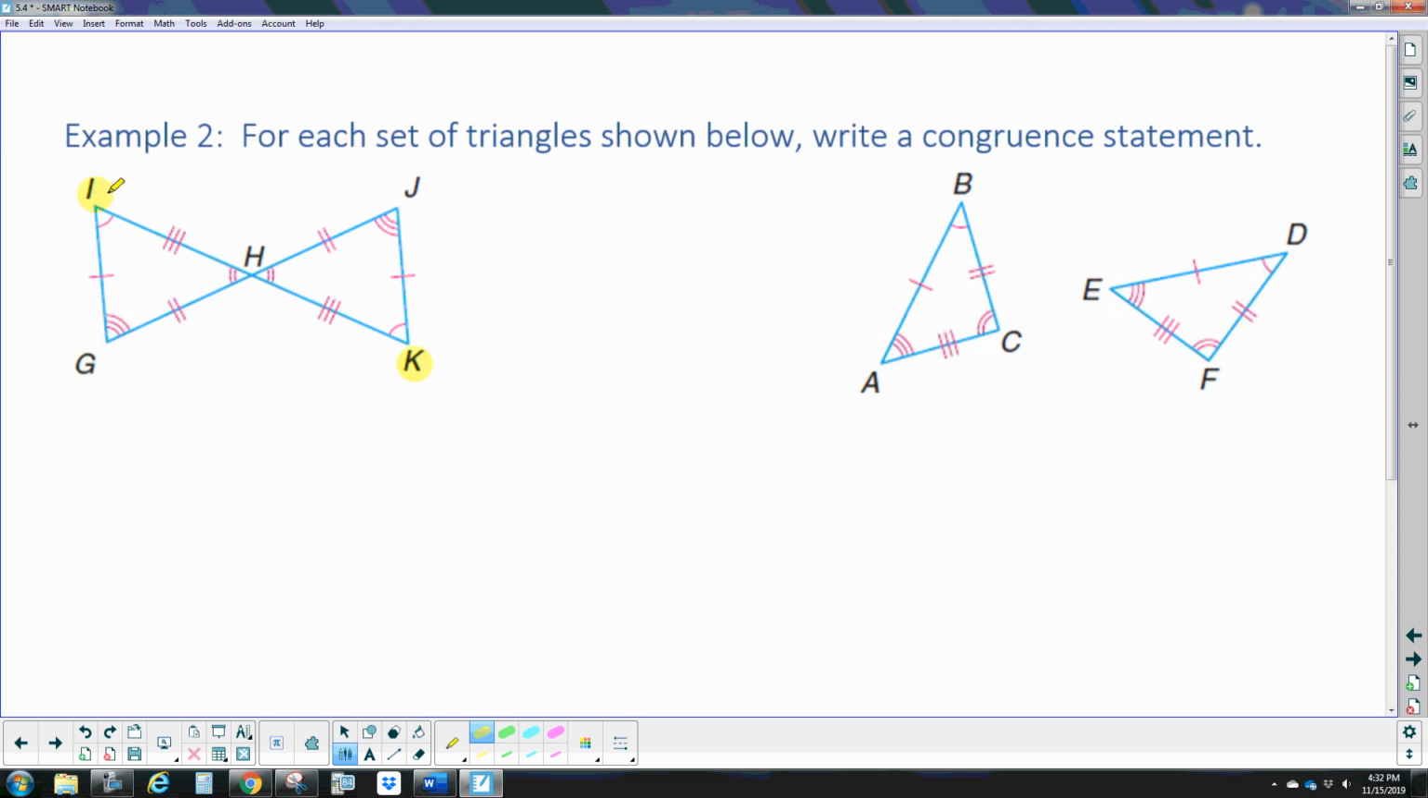Okay, so I and K, those two angles are congruent. G and J, those two angles are congruent. And angle H in both triangles is congruent to itself. So that's where I'm going to start.